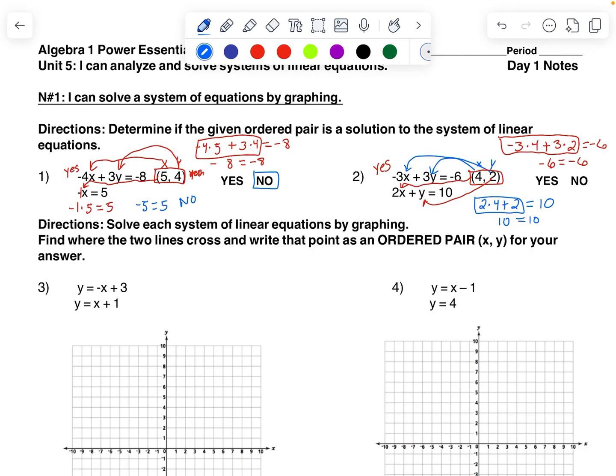And does 10 equal 10? And that is another yes. So because I got yes, it was a solution for both. 4, 2 is a solution for this system of linear equations because it works for both.